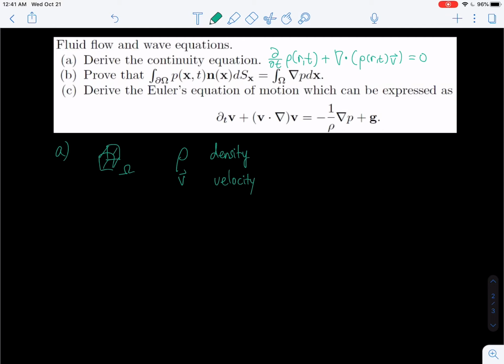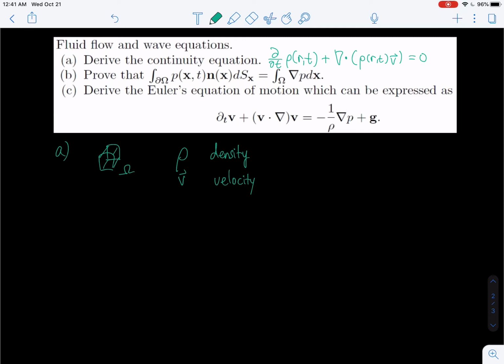Now we're going to move on to fluid flow and wave equations. First, we're asked to derive the continuity equation, which I wrote right there, where rho is the density depending on position r and time t, and v is the velocity. We're asked to show that the partial of rho, density, with respect to time plus the divergence of rho times v is 0. That's the continuity equation.